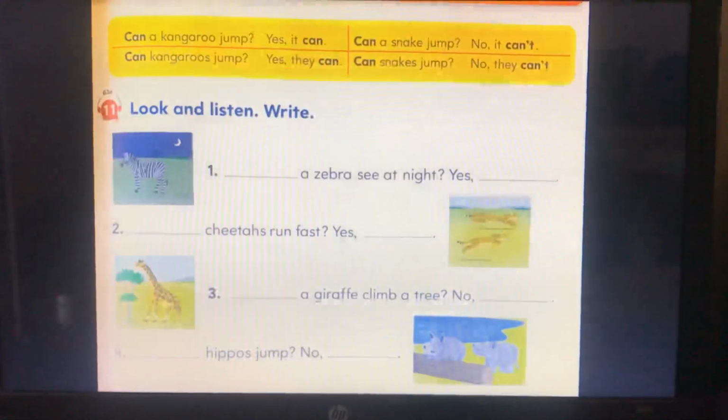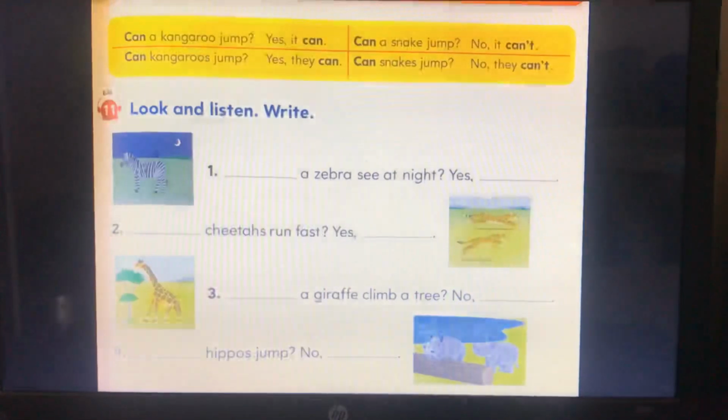Yes, it can. Now, if we're going to be talking about a lot of kangaroos, we will need to add the S to the subject. So now the subject will change in the answer. Let's look at the next example. Can kangaroos jump? Yes, they can. Good job, guys.